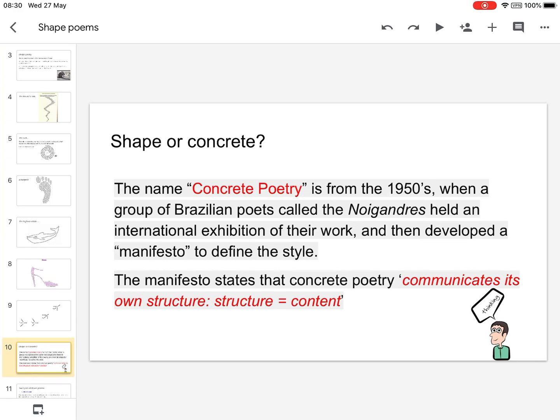And the manifesto states that concrete poetry communicates its own structure. Structure equals content. Structure equals content. It's simple, actually. So I like that.